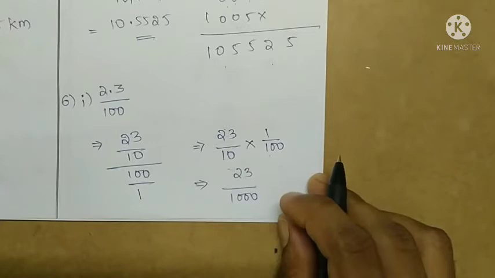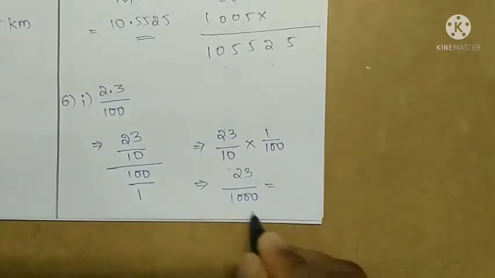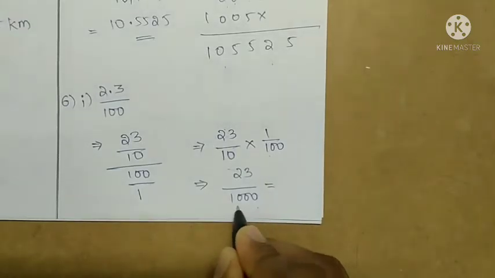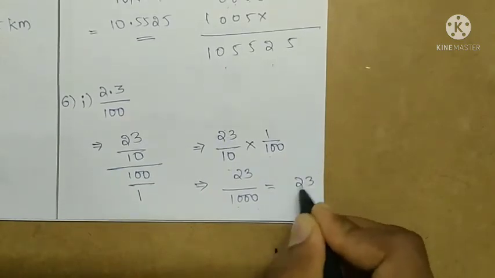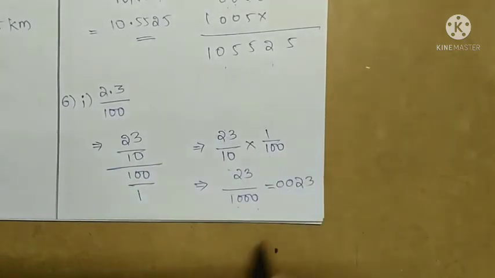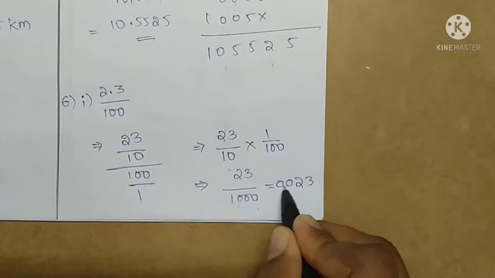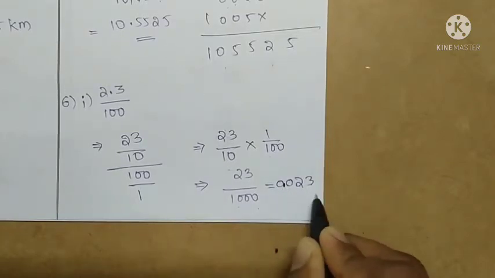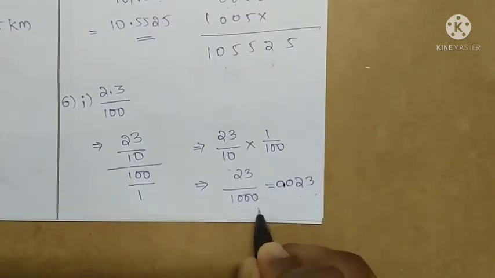So how many decimal points can we get? 3 decimal points, right? Here there are 3 zeros. 1, 2, 3. So here 3 decimals. Totally we can get 3 decimals. The denominator is 1000, which means we can get 3 decimals.